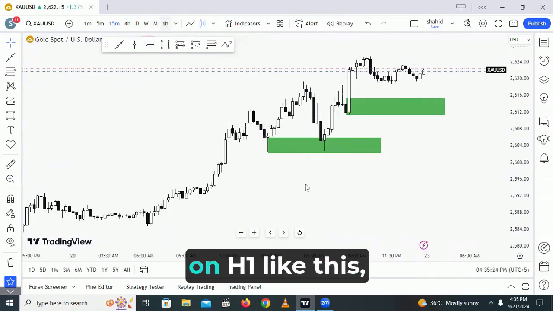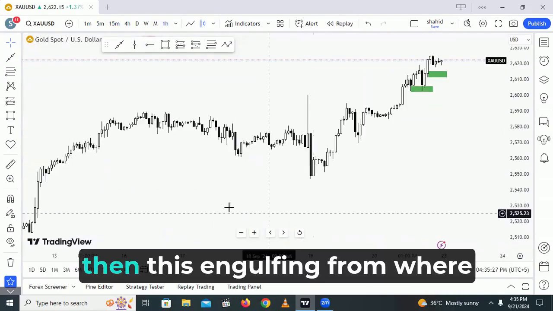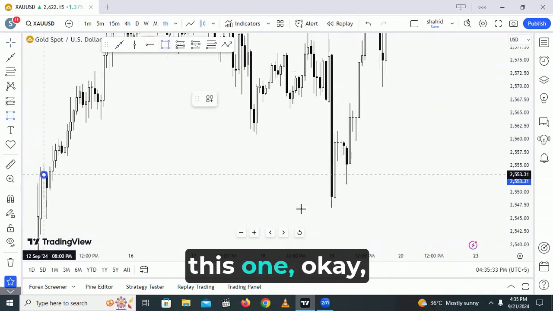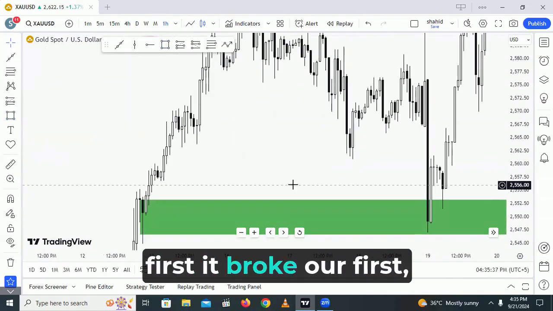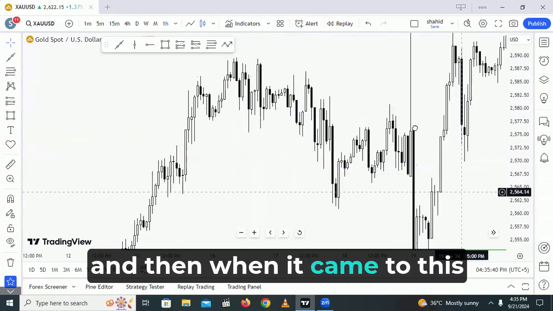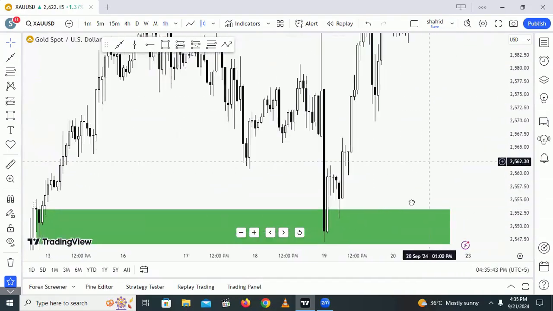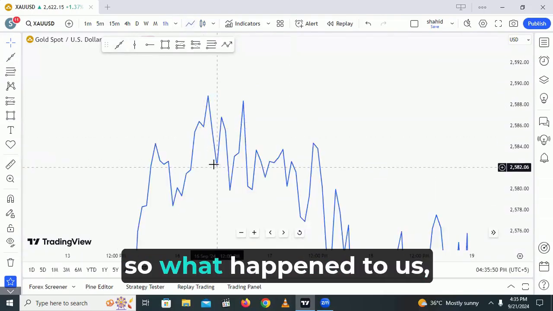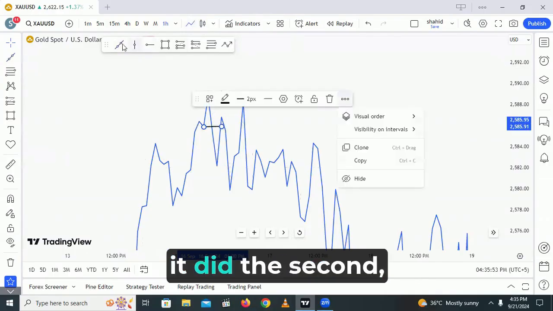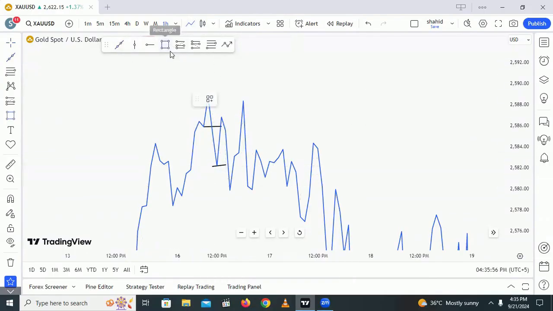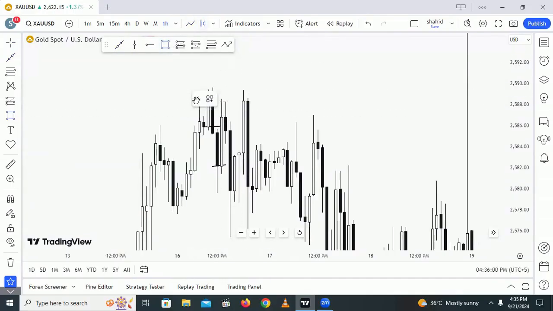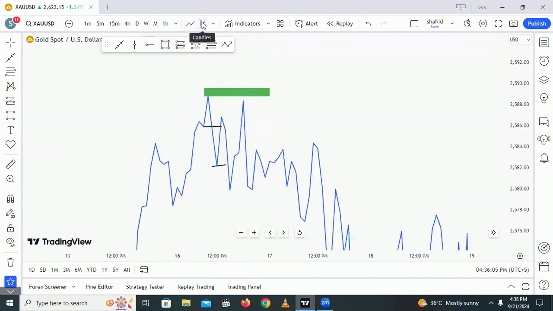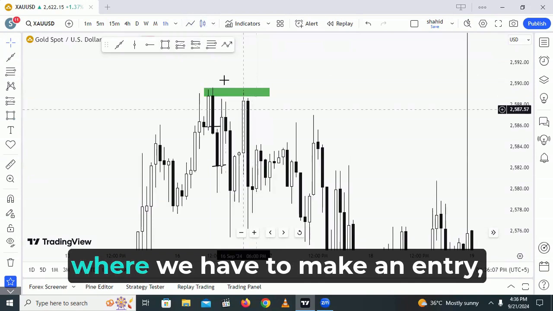Here, if we take it on H1 like this, then this engulfing from where the market was bought, we made this engulfing of it. So what did it do? First, it broke our first, second, third, and then when it came to this engulfing, we bought it. All right, so here the selling wave broke the first and second. So what happened to us? Its strength increased, it did the second. So we had an engulfing above here. Here we have an engulfing where we have to make an entry.